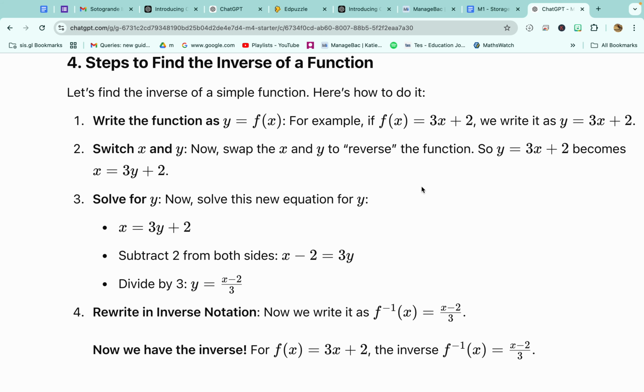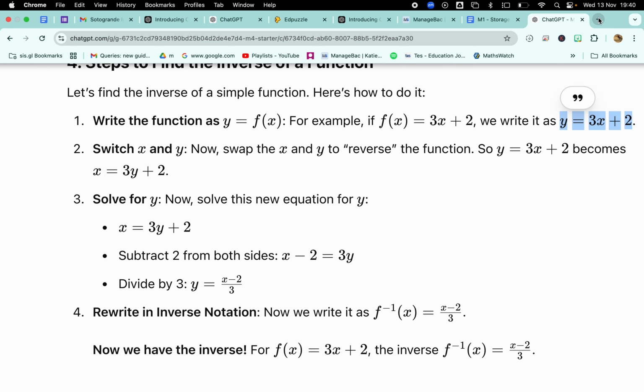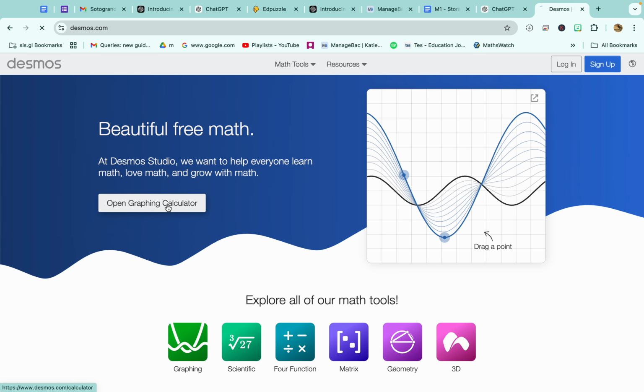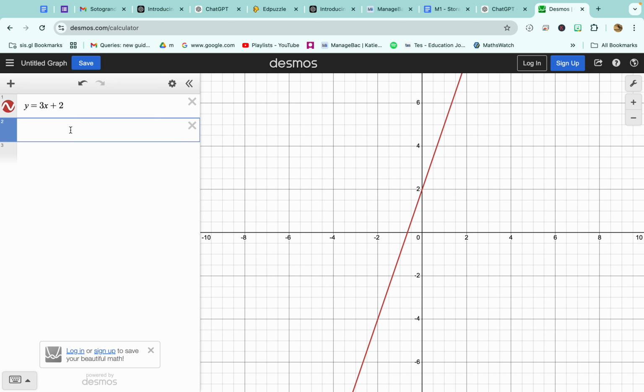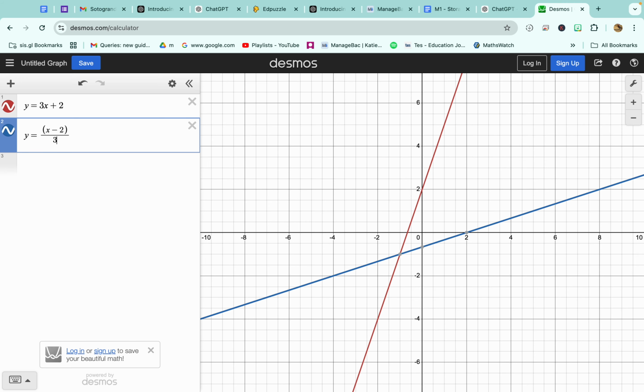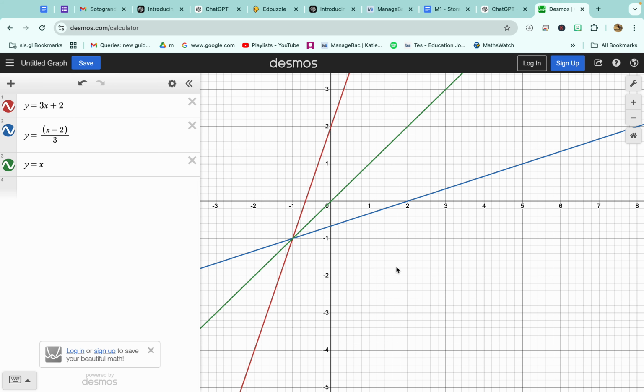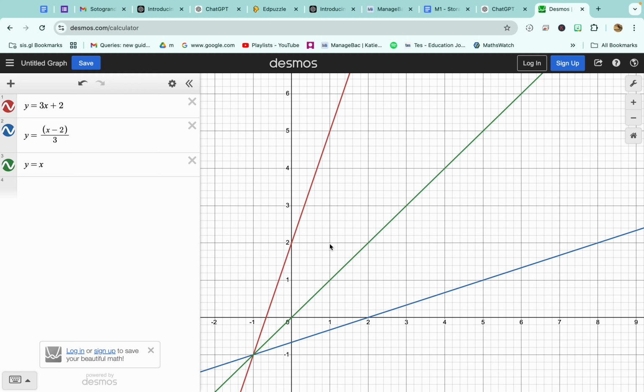So if we have this function, we could put it onto Desmos. And then if we have the inverse function, it's going to be y is equal to x minus 2 divided by 3. Now, what is special about this? Now, if you get the line y equals x, which is the green line, inverse functions are going to be symmetrical either side of this line y equals x.